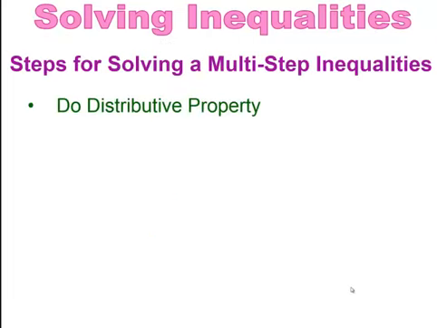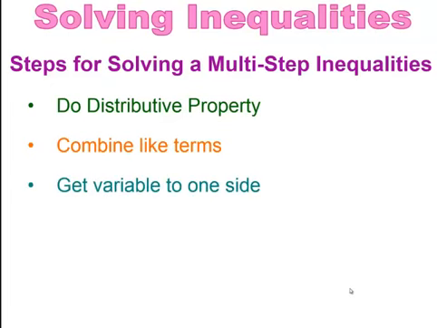So now when we talk about multi-step inequalities, it works the same way as multi-step equations. Always do the distributive property if there's parentheses in the problem. Then you want to combine like terms, and like terms will be on the same side of the inequality symbol. So make sure you're combining them and not changing their signs. And then you start moving. Remember, don't start moving until you clean up the sides.